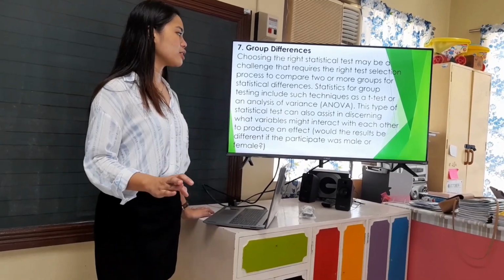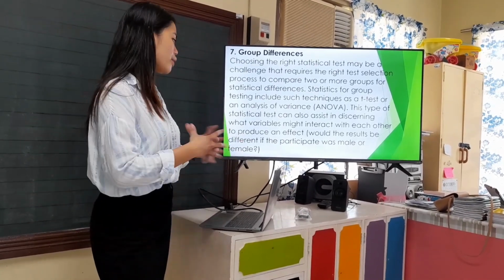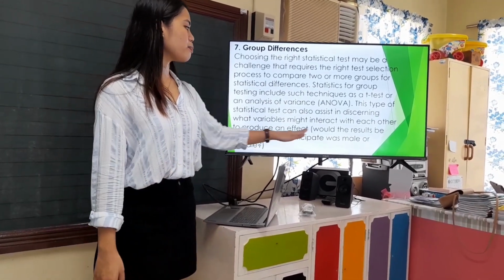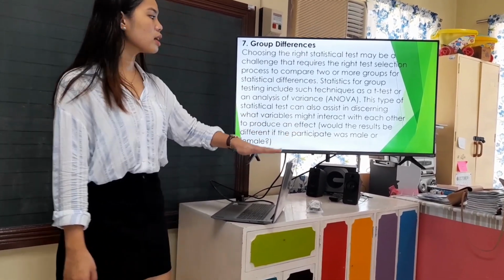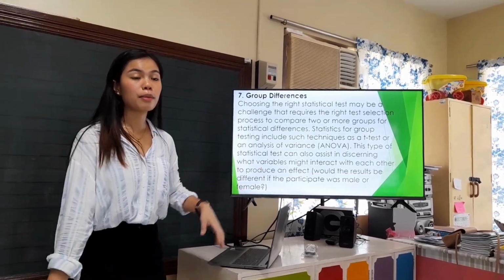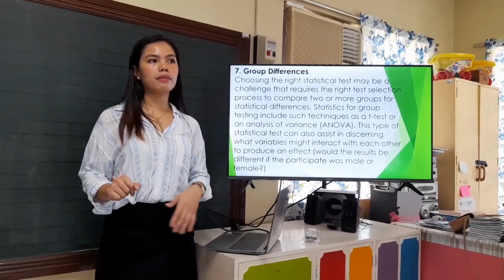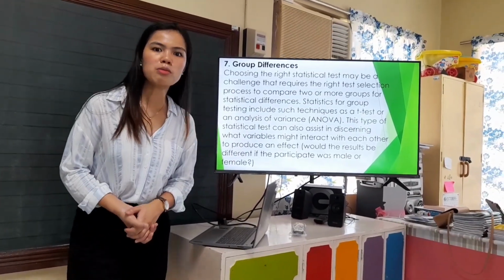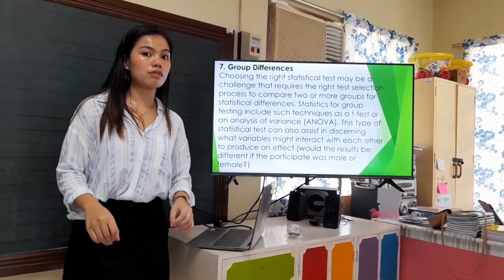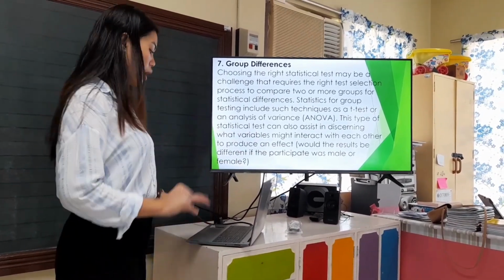And this type of statistical test can also assist in discerning what variables might interact with each other to produce an effect, or whether the results would be different if the participant was male or female. So group differences, basically, it's really understandable. For example, if your research is about the postpartum depression of a woman, most likely the group differences or your focus group for that particular research are females, because they are the ones who are experiencing those things rather than a male.